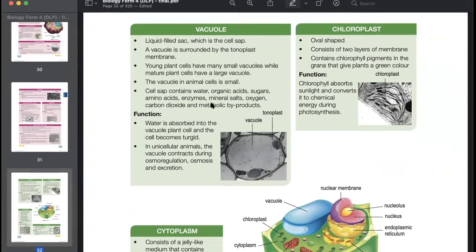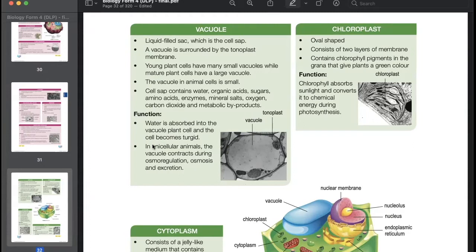So dalam cell sap tu ada apa? Maksudnya dalam vacuole tu ada apa ni? Ada water, ada organic acid, ada sugar, amino acid, enzyme, mineral, oksigen, carbon dioxide dan sebagainya. Okay, so apa fungsi vacuole ni? The water is absorbed into the vacuole of the plant cell and the cell becomes turgid. So kita cakap vacuole ni macam peti sejuk lah. Dia akan simpan makanan, simpan air dan sebagainya.